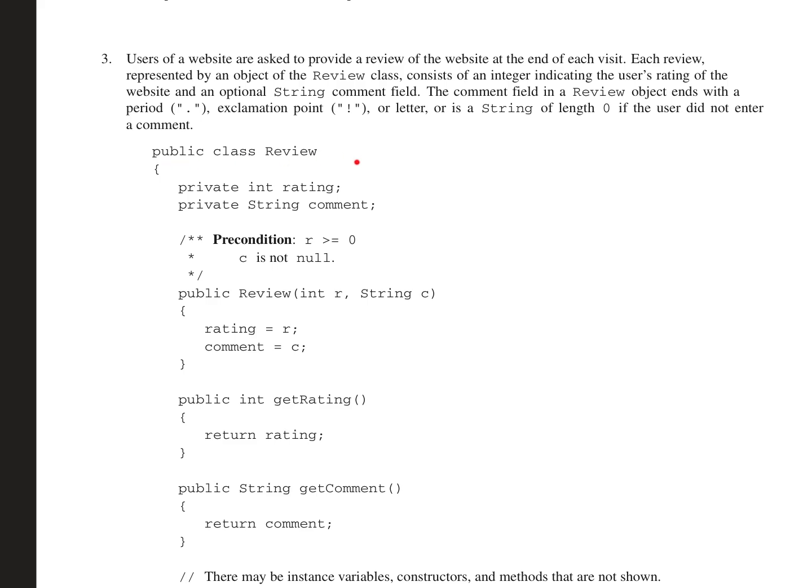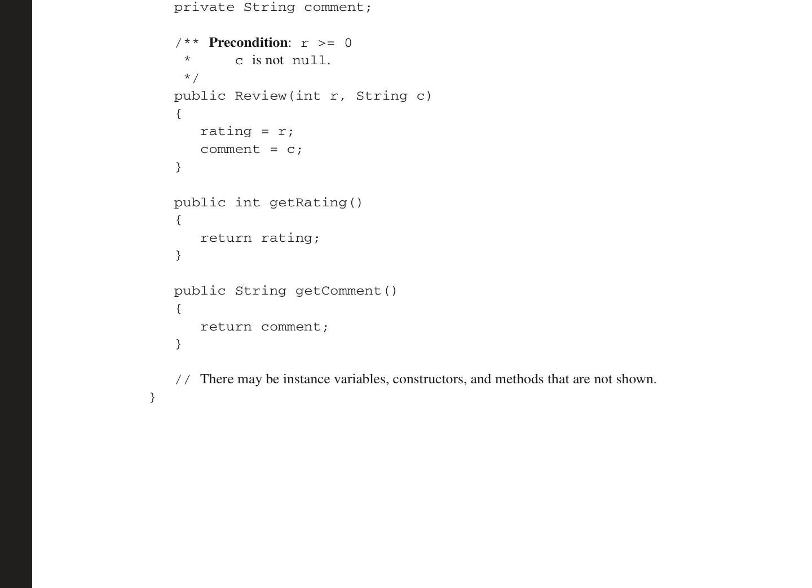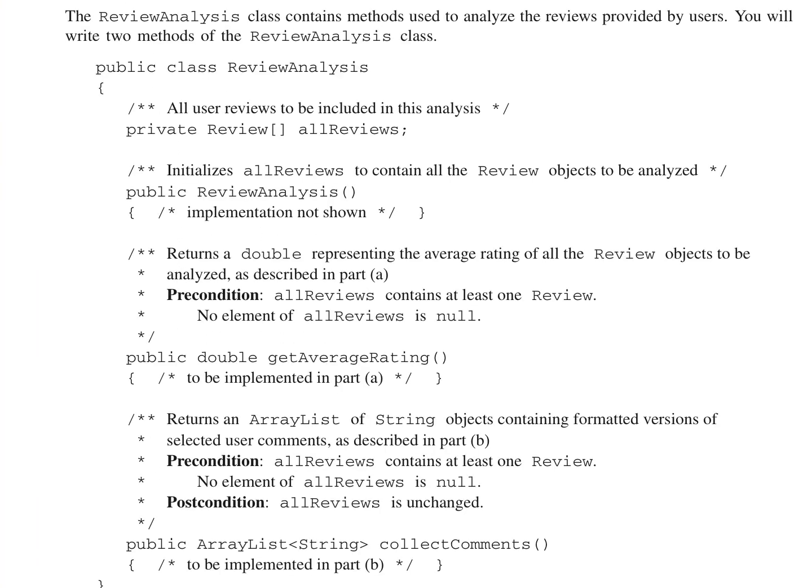So here we have public class Review, and here are your instance variables, rating and comment. Here's your constructor. getRating just returns the rating. getComment returns the comment. We have another class called ReviewAnalysis. It has a regular array of reviews called allReviews. Remember, a review has a rating and a comment.